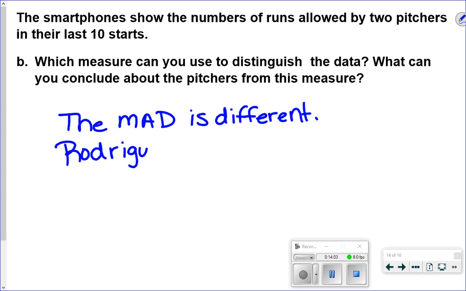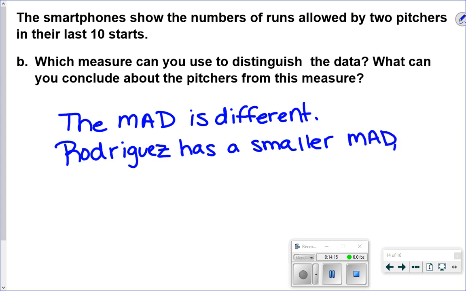Rodriguez has a smaller MAD. So he is more consistent.